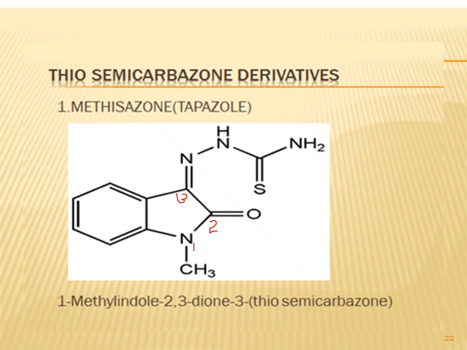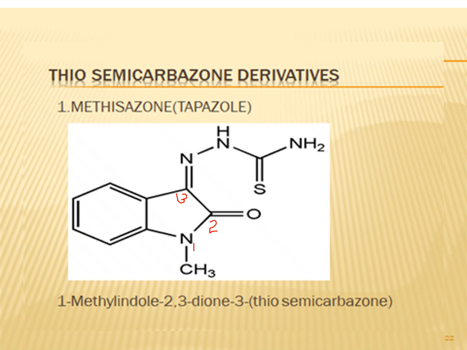Next we have thiosemicarbazone derivatives. Example is methisazone. Its trade name is Tapazole. Look at the IUPAC name. It is 1-methyl indole 2,3-dione 3-thiosemicarbazone. So an indole nucleus is present in methisazone. What is the indole nucleus? A benzene ring fused to a pyrrole nucleus.